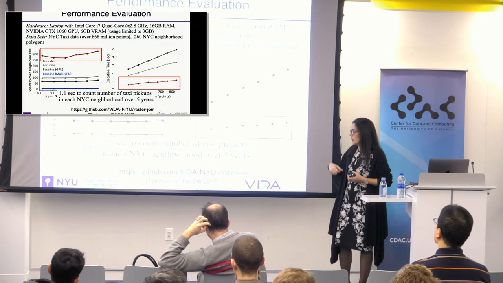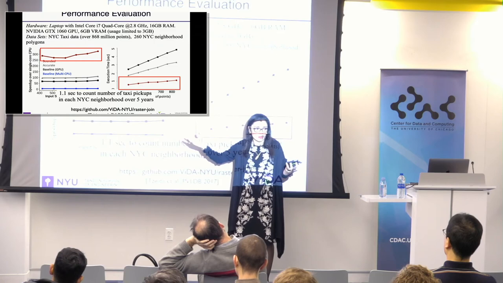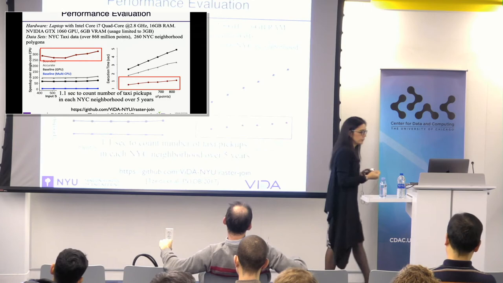And if you do the accurate version, the extra accurate one is slower, right? But if you want to have exact results, you could also use that, and it's about 100 times faster than the CPU implementation.